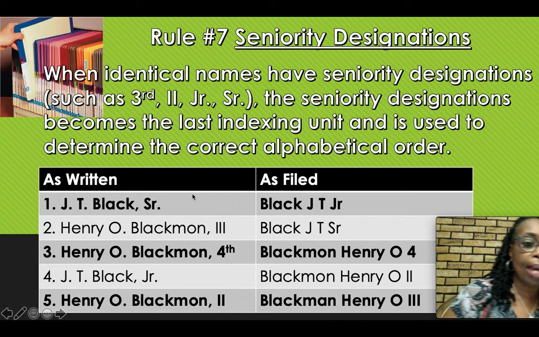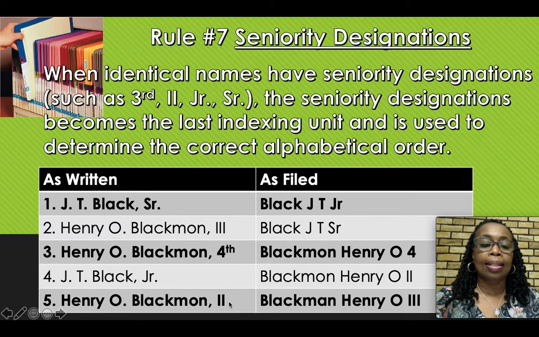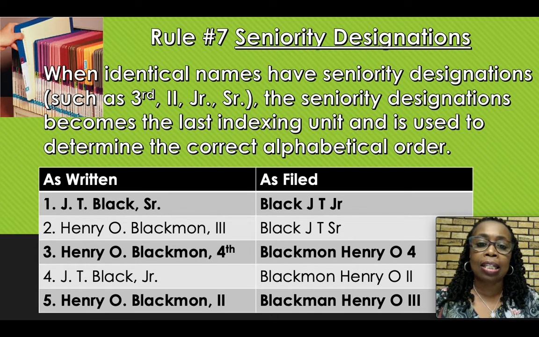So all these names have seniority designations. J.T. Black Sr., Henry O. Blackman III, Henry O. Blackman IV, J.T. Black Jr., and Henry O. Blackman II. So as filed, these names will be Black J.T. Jr. filed first, Black J.T. Sr. filed second because the J in Junior comes before the S in Senior in the seniority designations.